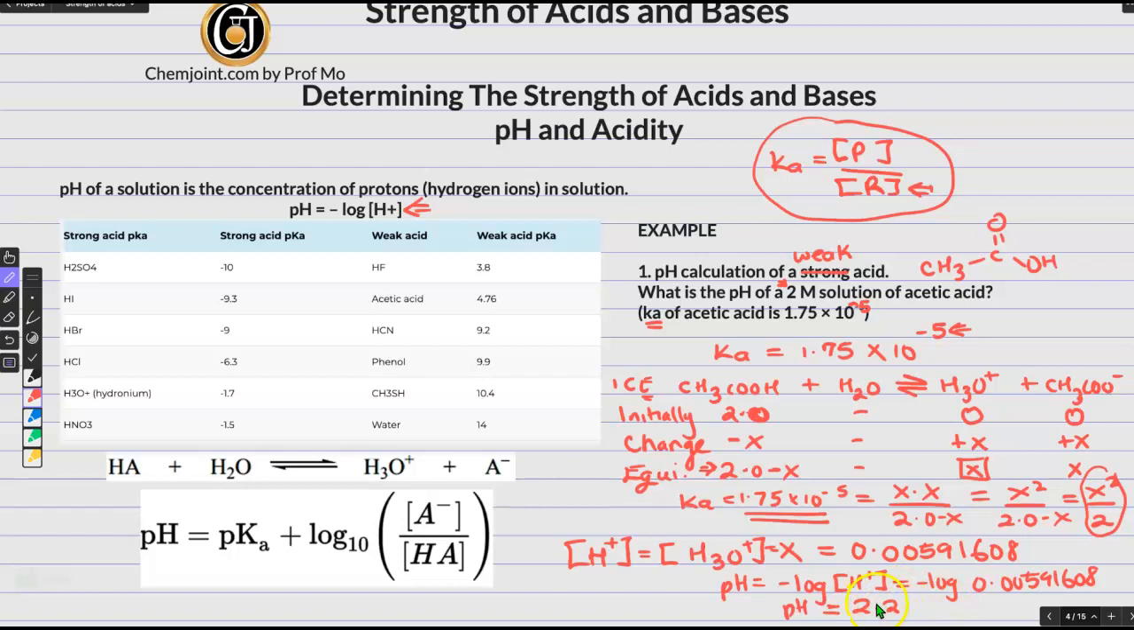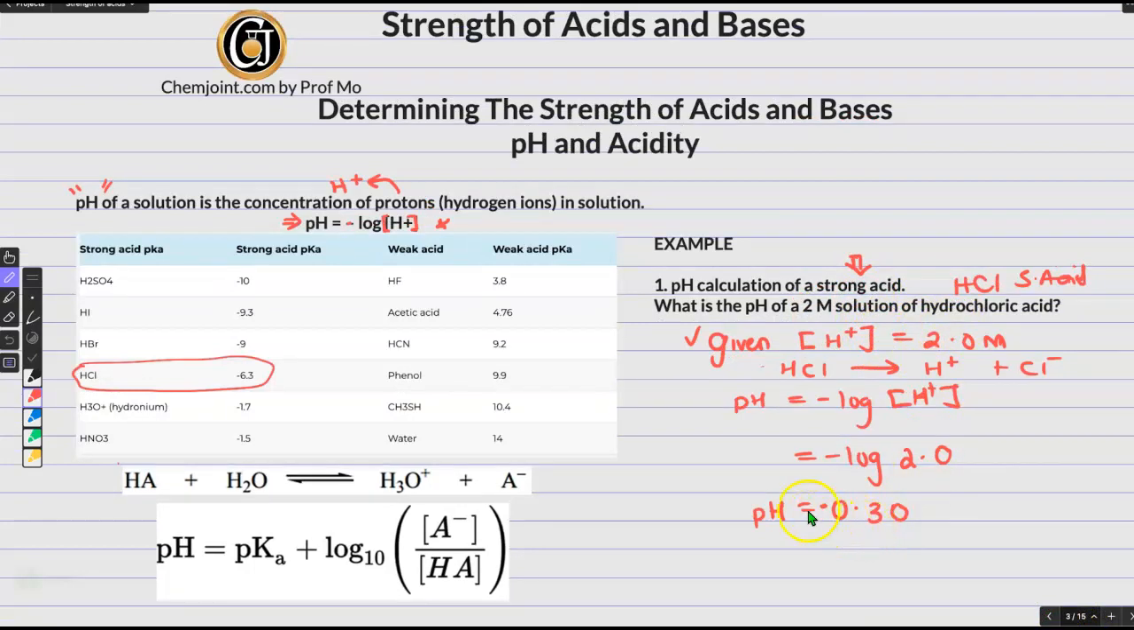That's a bigger number than what we got for the 2 molar solution of HCl. For HCl, it was negative 0.3, telling you that HCl is a strong acid. The stronger the acid, the lower the pH value.